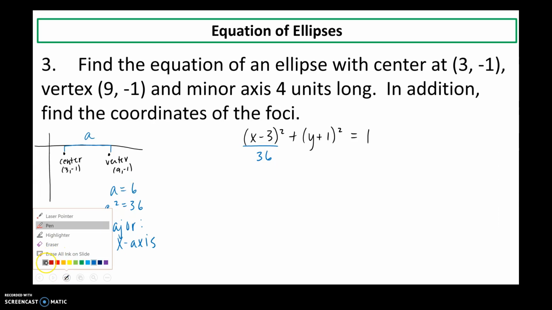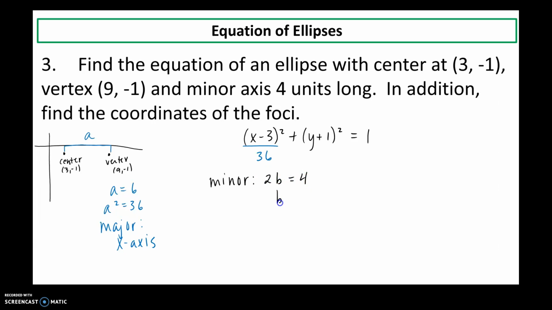We're given the same information as the last problem. Minor axis, that's equal to 2b. That has a length of 4. b is 2, so b squared is also 4. So my 4 goes underneath my y. There's my equation.